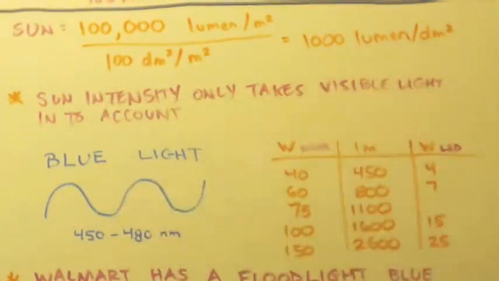Keep in mind, this sun intensity that they say, 100,000 lumens per square meter, some people say 108,000, some people say 96,000, whatever, only takes into account visible light. It doesn't take into account UV, infrared, or any of these other invisible light ranges. So more than 1,000 lumens, say, of energy or light is getting into our reaction that they're not counting. They're not counting the UV, right?